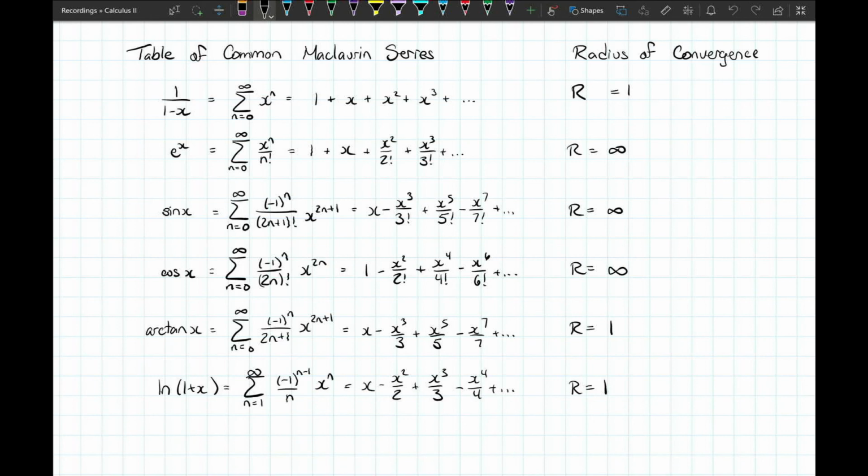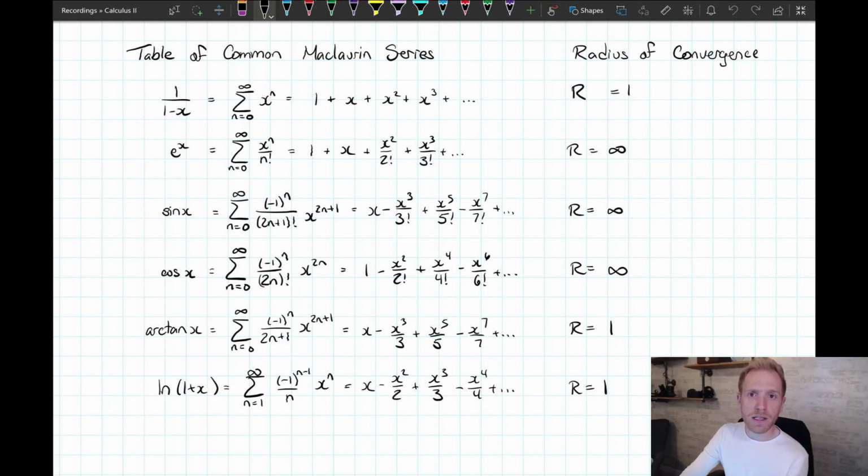We also have some Maclaurin series for arctangent of x and the natural logarithm of 1 plus x. These two functions only have a radius of convergence equal to 1, so they're only convergent from -1 to +1. But we can still get a nice polynomial representation of arctangent as well as the natural logarithmic function.